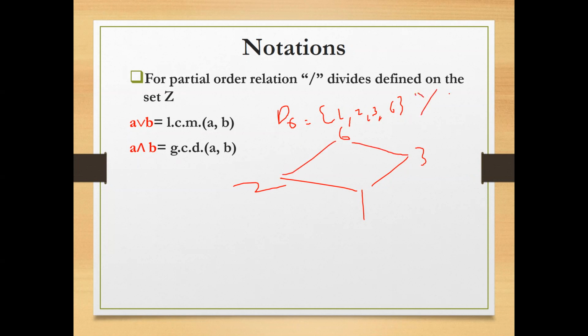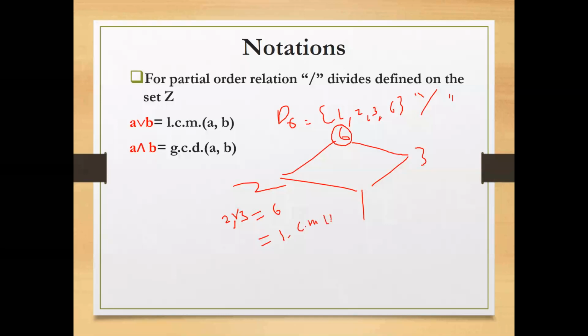The operation of the divisor lattice is divides. So if I ask you the least upper bound of 2 and 3, then obviously it is 6. 2 and 3 are commonly connected with 6 from upwards. So the least upper bound of 2 and 3, that is 2 join 3, came out as 6. This is also the LCM of 2 and 3. You can see it is the LCM of 2 and 3.